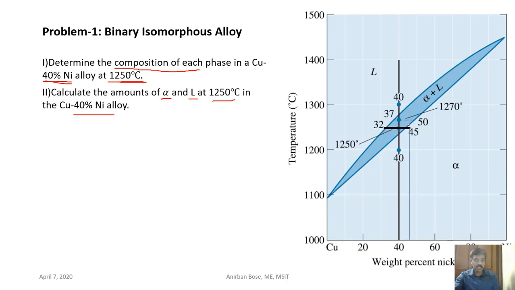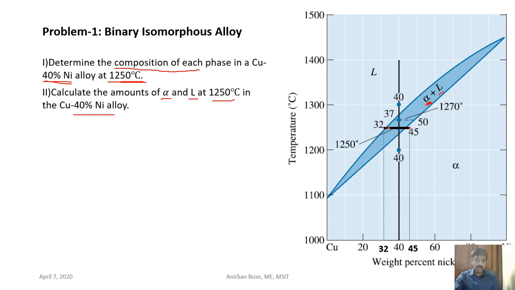What is a tie line? A tie line is basically an isothermal line that is drawn at that temperature in the two-phase region, and it will cut the liquidus line at a point and the solidus line at a point. The composition corresponding to the point where the tie line cuts the liquidus line is 32, and the composition corresponding to the solidus point is 45. So where the tie line cuts the liquidus and solidus lines will give you the composition of the liquid phase and the solid phase.